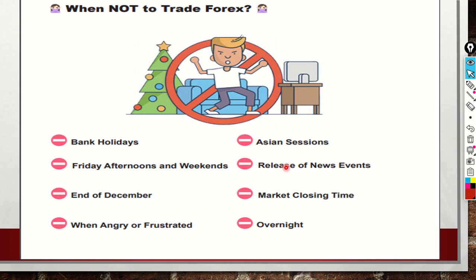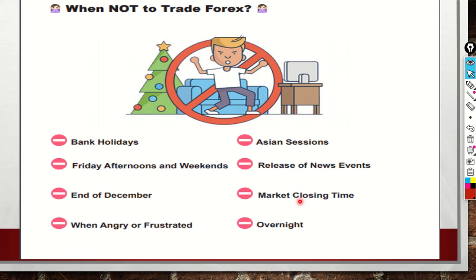We also have the release of news events, something like CPI data, inflation data, interest rates, non-farm payroll, NFP. A lot of news events will be around. You can see the news events at forexfactory.com. It will show you all the news events, forexfactory.com. This is where you can see the lineup of the daily market news events.